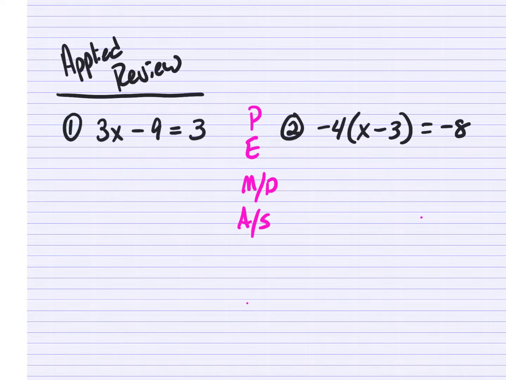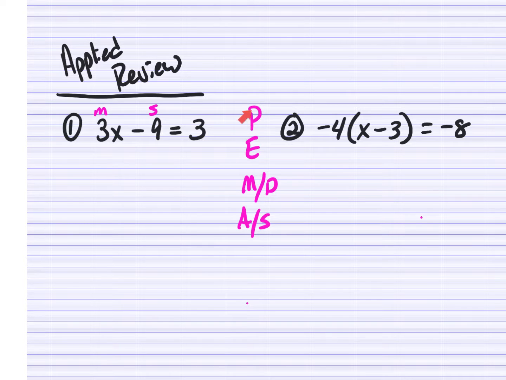Well, this 3 is written right next to the x. That means it is multiplying the x. So I'm going to write that little m above it so I can remember it's multiplying. The -9 is subtracting from the x. So I'm going to write a little s above it so I remember it's subtracting.